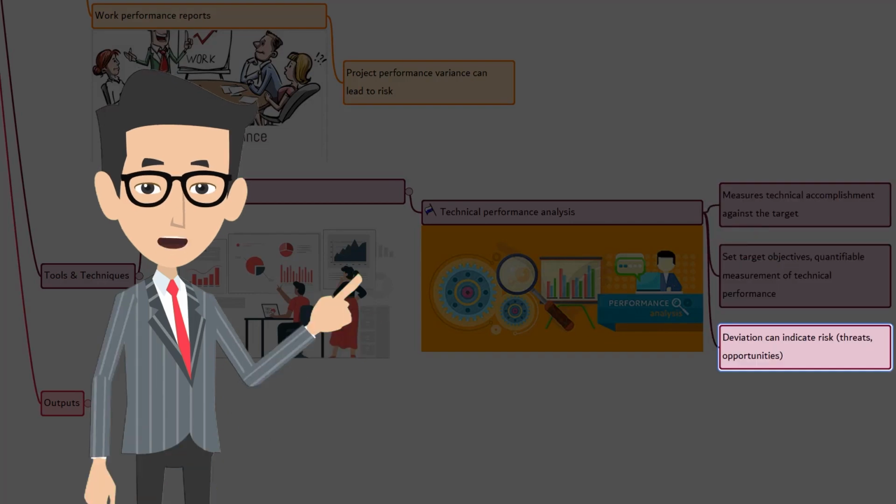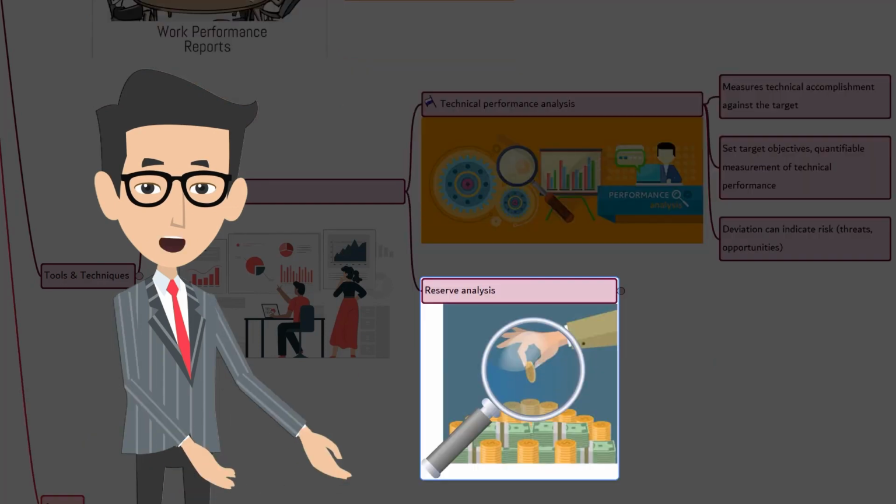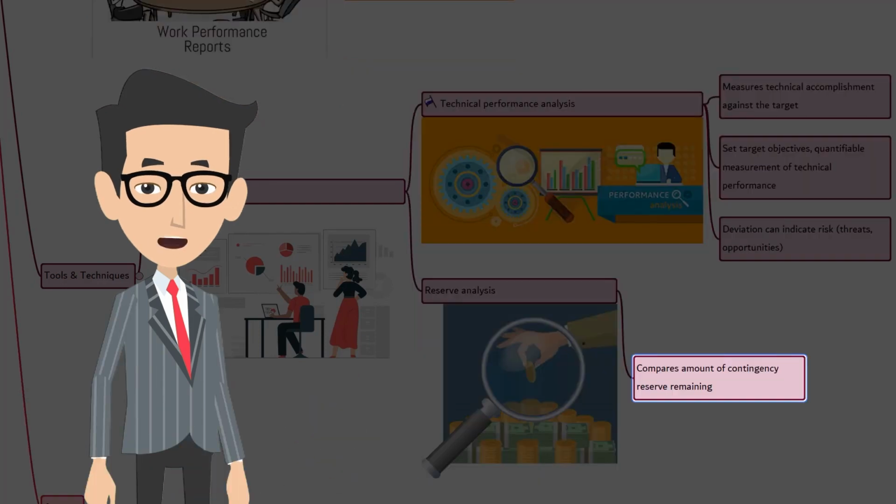Deviation from the target value can indicate the potential impact of threats and opportunities. Next, reserve analysis. As the project progresses, some of the individual or project risks may occur. They might have created a positive or negative impact on budget or schedule contingency reserves. Reserve analysis compares the amount of contingency reserve remaining to the amount of risk remaining in order to determine if the remaining reserve is adequate. This may be communicated using graphical representation, including a burn-down chart.